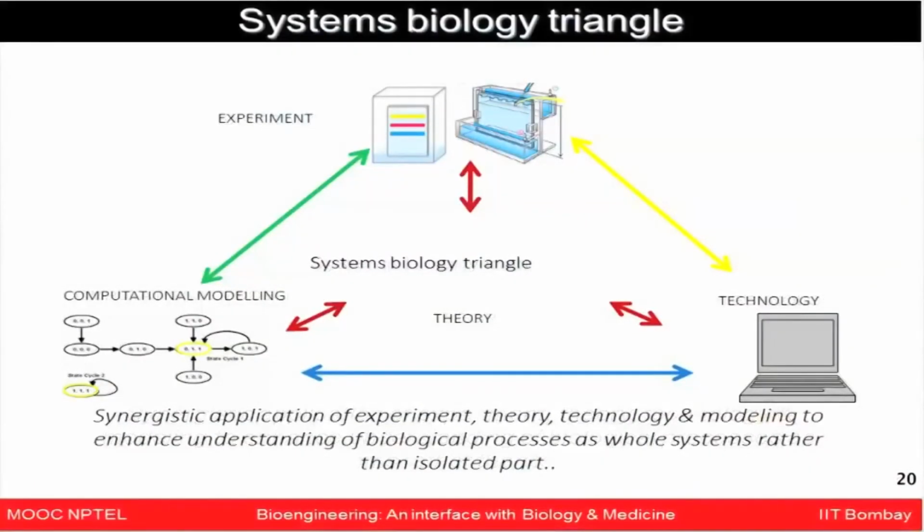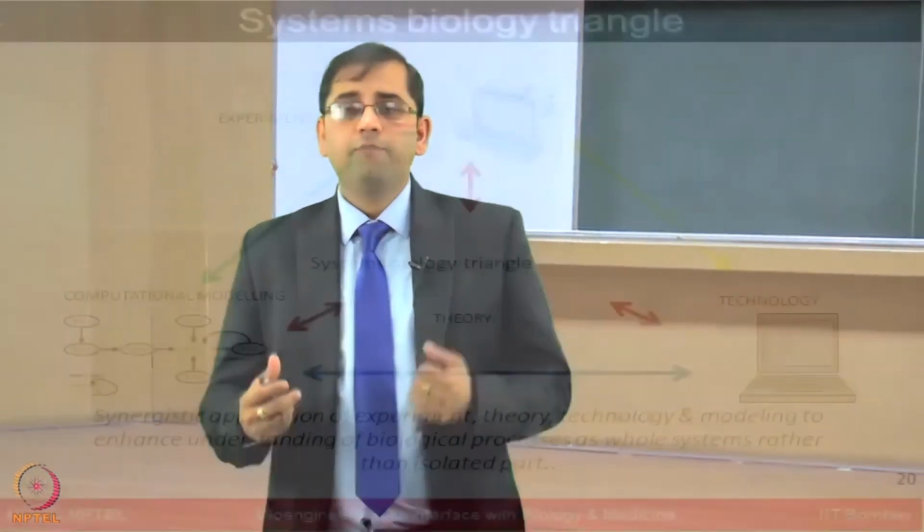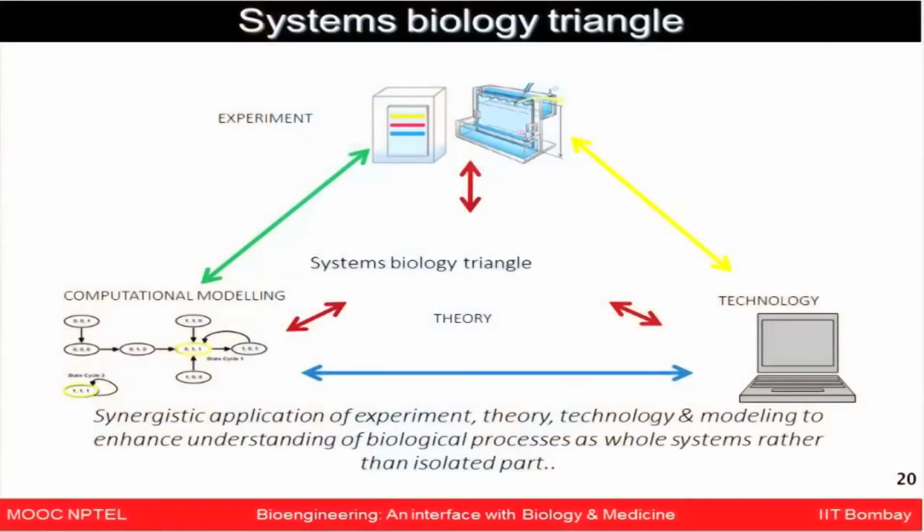A systems biology triangle involves majorly three aspects. One is the experimental part, where data is being generated. Second is computational modeling, where you are proposing some models. Third is the integration with the technologies. All these three are the important components of systems biology, which is known as the systems biology triangle. It is the synergistic application of experiment, theory, technology and modeling to enhance our understanding of biological processes as a whole system, rather than looking at them at the isolated level.